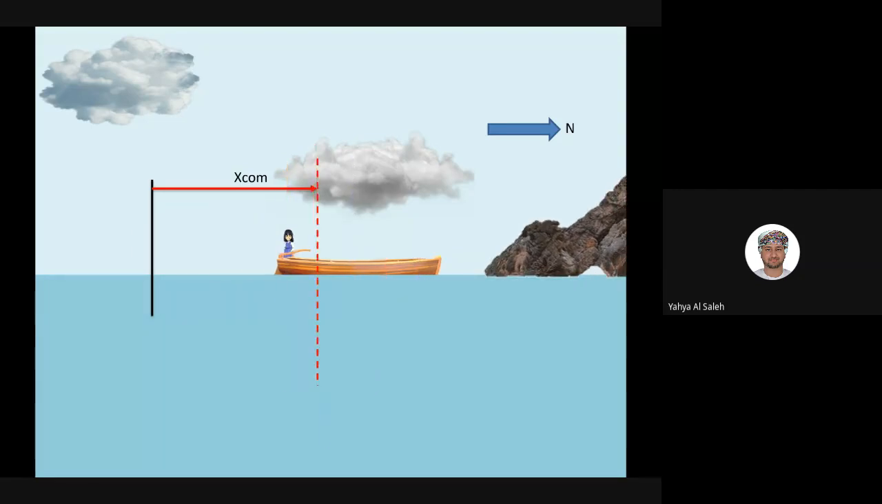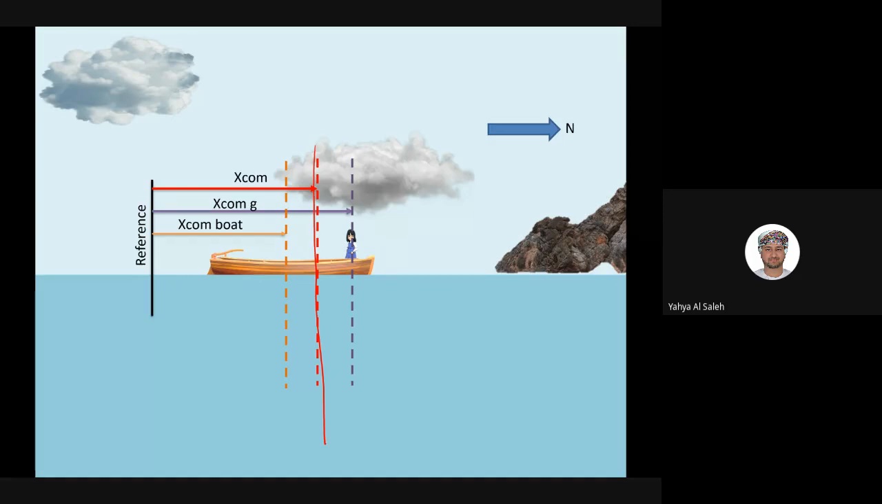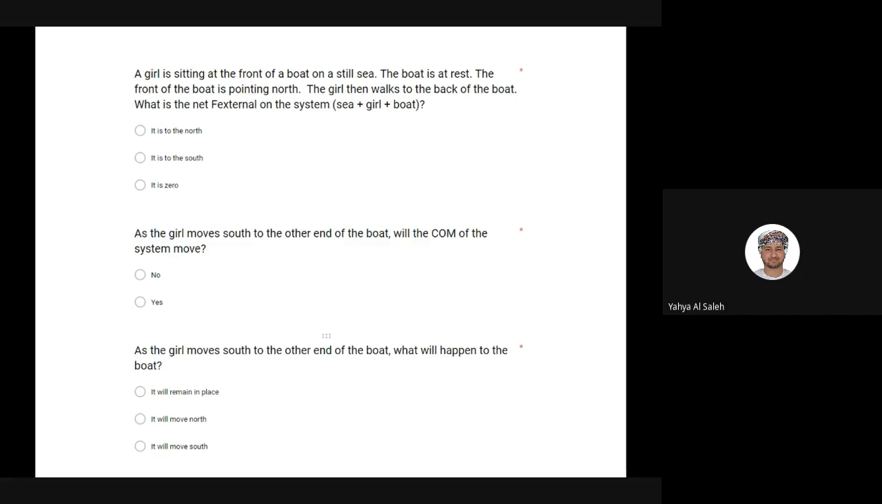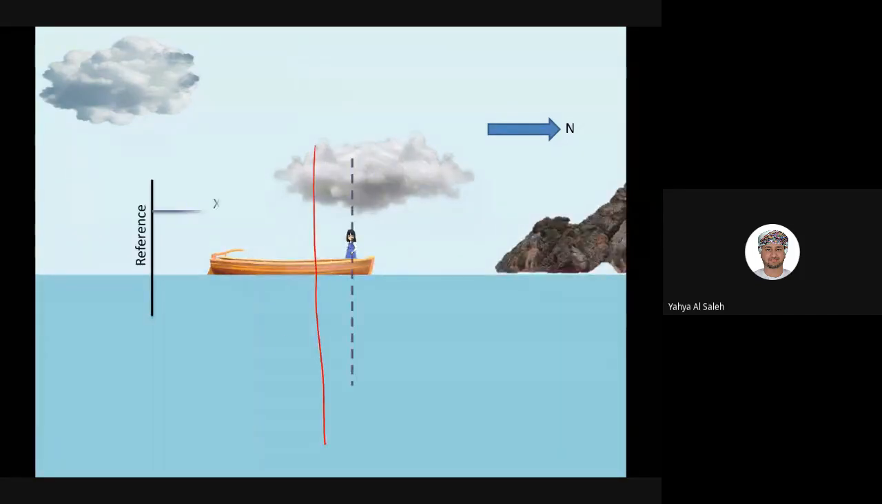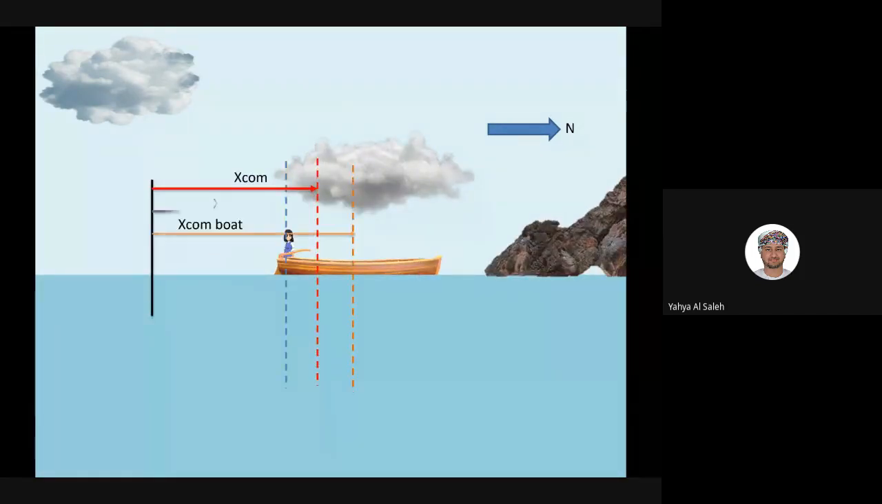Okay. So the center of mass does not move, but the boat moves to compensate for the movement of the girl. Cool? Is the idea clear? Okay. I'm assuming silence means the idea is clear. Okay.